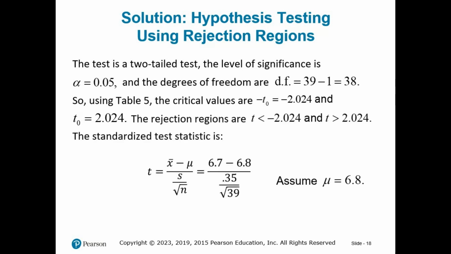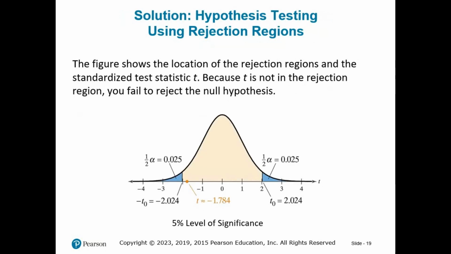Next, you need to plug all the necessary values into the standardized test statistic formula, assuming mu equals 6.8. Pause the video and do that now. You should get about negative 1.784. Okay, let's see what our graph would look like. We can see where our critical values lie and where the rejection regions are.